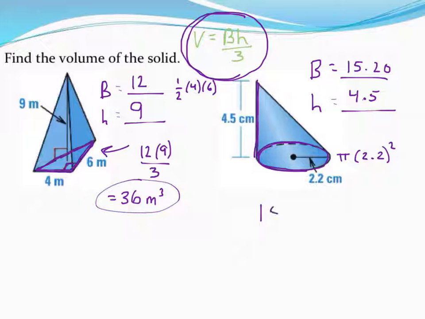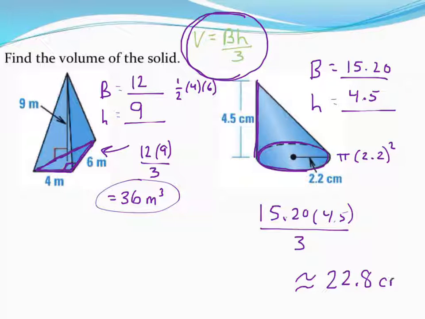So I'm going to do 15.2 times the height, which is 4.5. And then don't forget, anytime you have a figure that comes to a point, such as a pyramid or a cone, you need to divide that volume by 3. Getting a calculator to do that gets me an approximate volume of about 22.8. And once again, include good labels. This would be centimeters cubed.